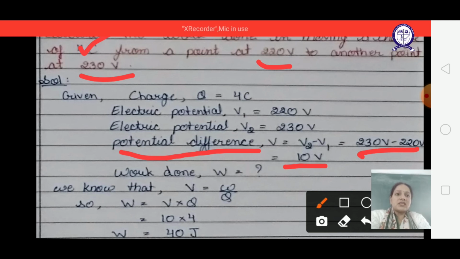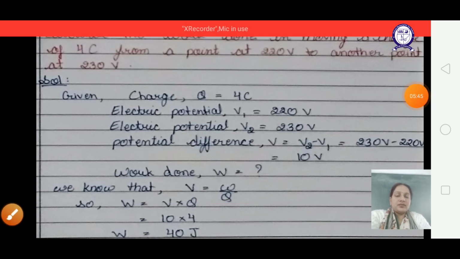So from this we get that potential difference is 10 volt and the charge is 4 coulombs. We have to determine the work done. So using the formula, we will solve this question. On substituting the values in it, we will get our answer, that is 40 joule.